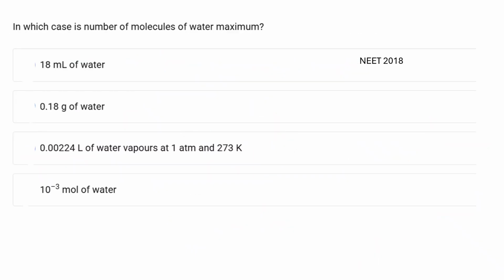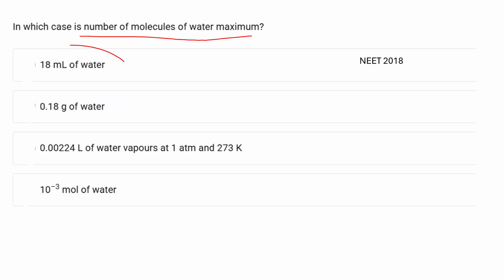This is the next question. This is also one of the interesting questions. In the case of number of molecules of water, so far we have seen number of atoms, but in this question there is number of molecules. It is a different type, but this is very easy. In which case is the number of molecules of water maximum, which contains the maximum number of water molecules?